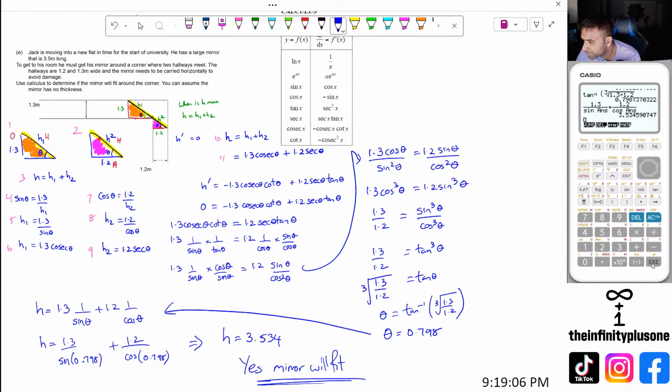Sorry, Simon, what did I miss? I asked him before. Yeah, it's on the formula sheet. Yeah, so they can fit that mirror with like 4 centimeters spare.